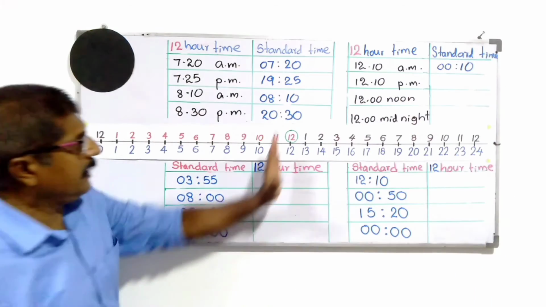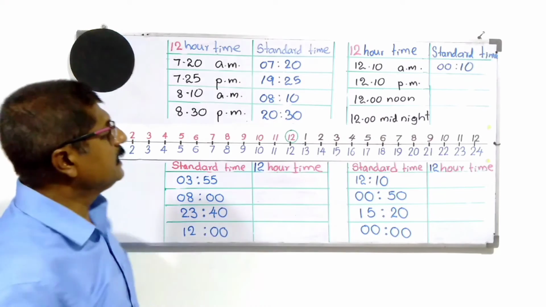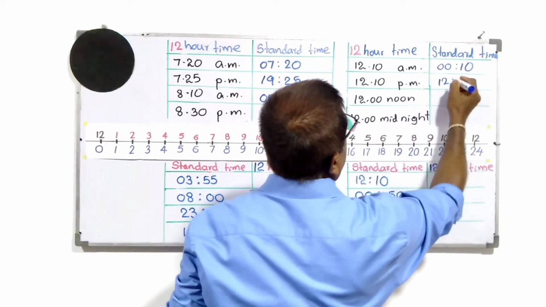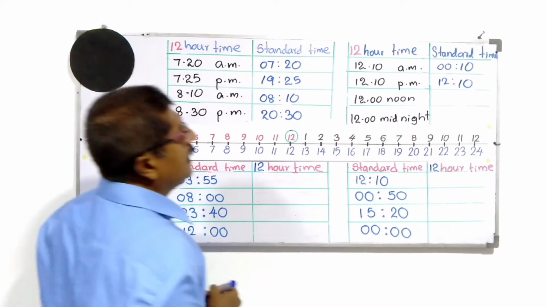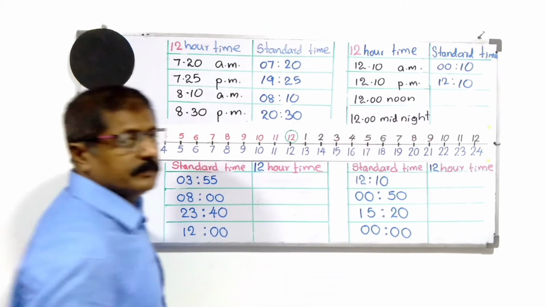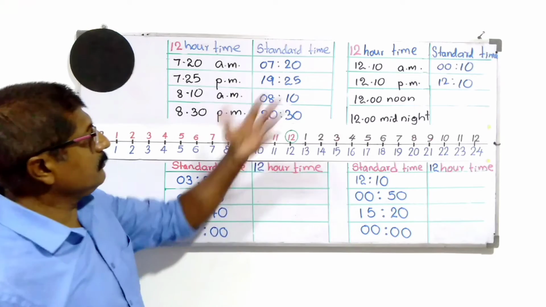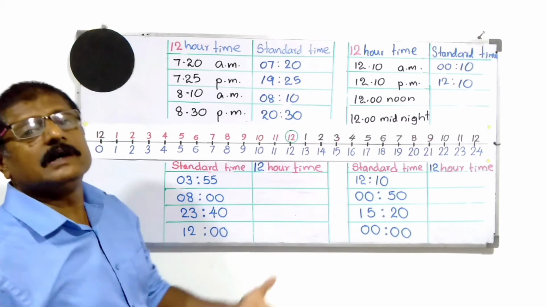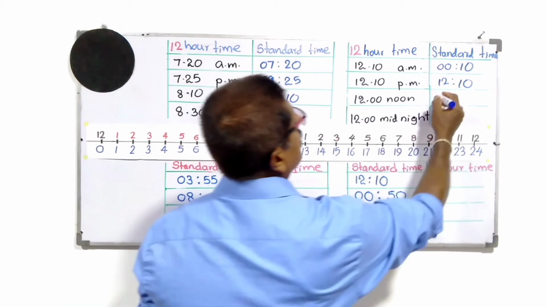12:10 PM, after 12 noon. That is 12:10. 12 noon. In the 12-hour format, we have to write 12 noon. But in the 24-hour format, nothing to write.